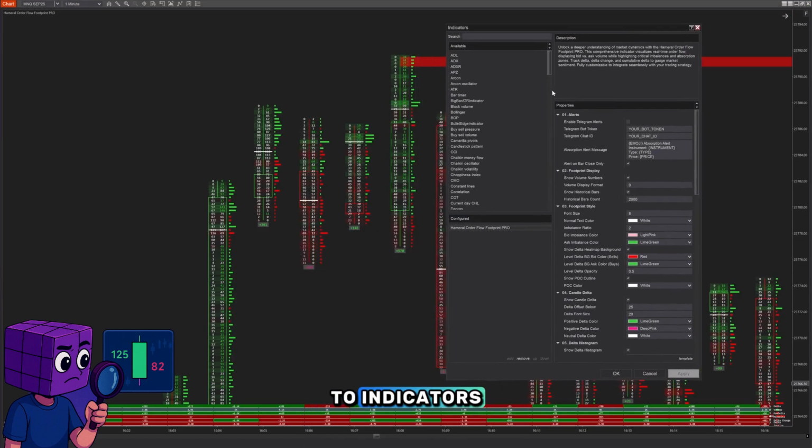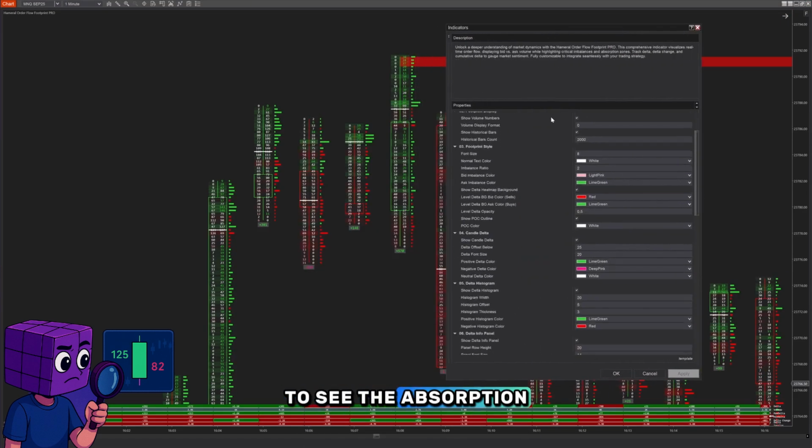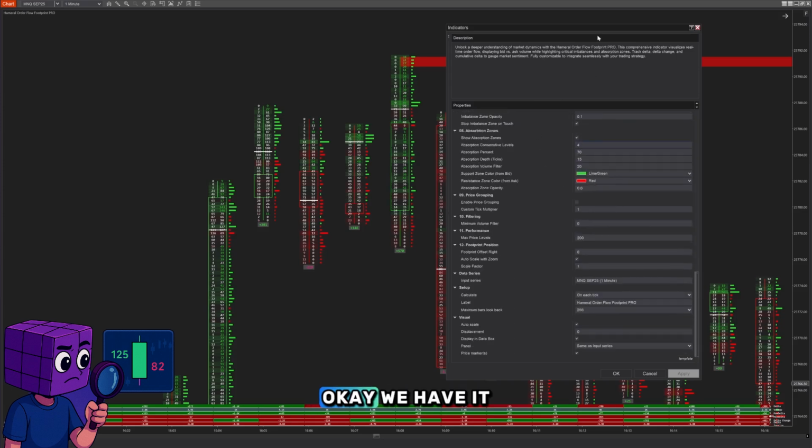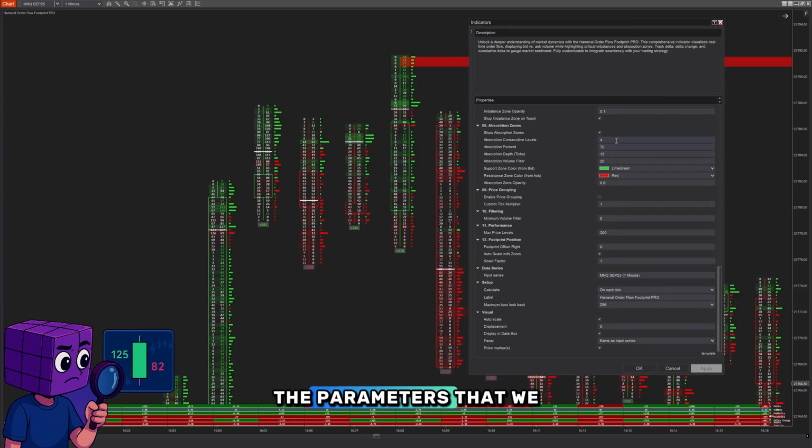Now we are going to indicators to see the absorption settings. And now, add absorption. Okay, we have it here. The parameters that we can modify are like this. Show imbalance, show absorption zone. Of course, you have to check it to show absorption on the chart. If you uncheck it, you will not see absorption.